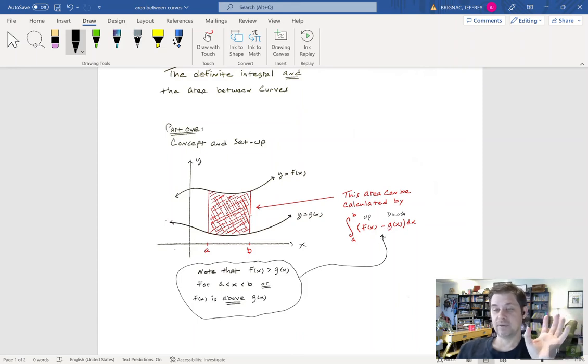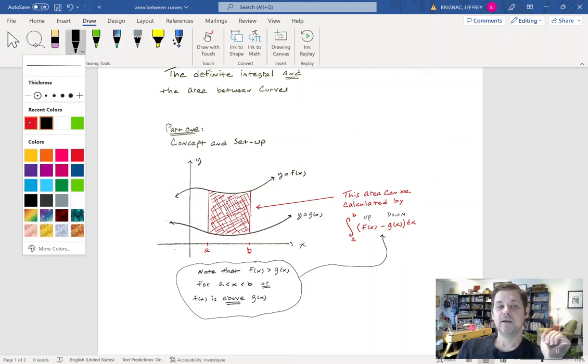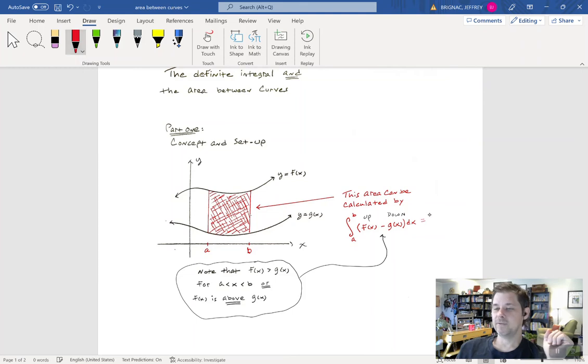Now, as far as evaluating the definite integral, you do that the same way that we always have done this. I've only shown you one way to evaluate a definite integral, and that's that you find the antiderivative of whatever is in here, which would vary from one problem to the other, you plug in B, you plug in A, and you subtract. So that's not going to change. How we evaluate it once we get it set up is not going to change from other things that we've done. So that's part one, concept and setup.